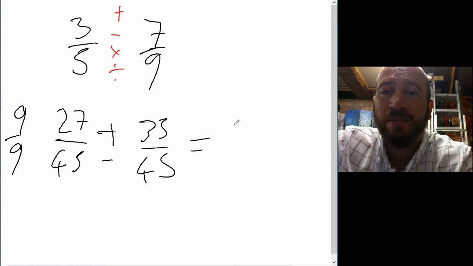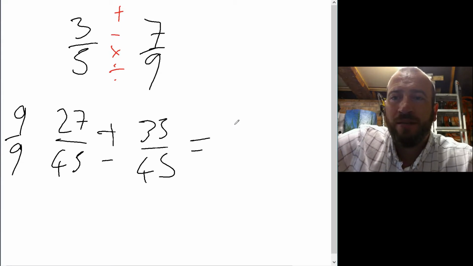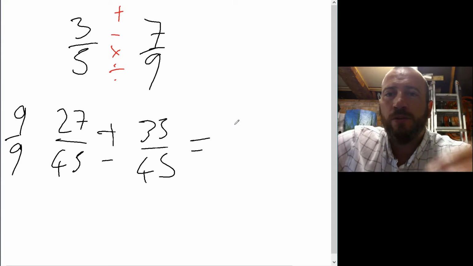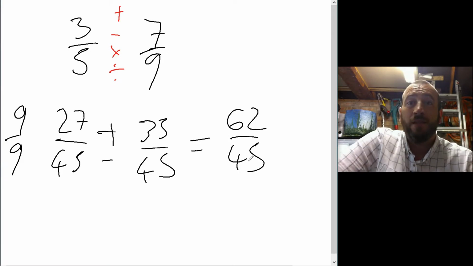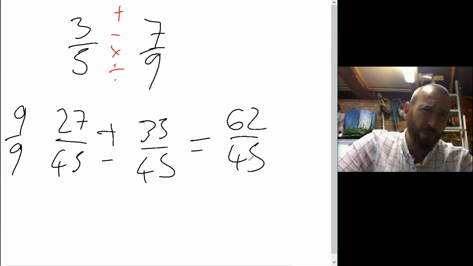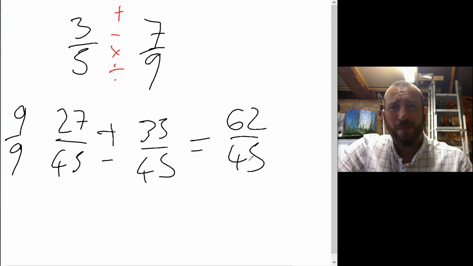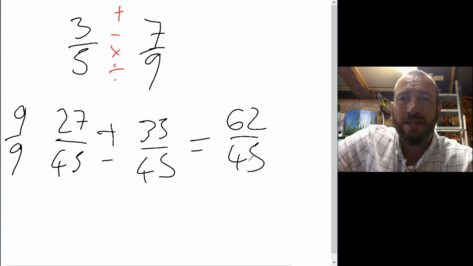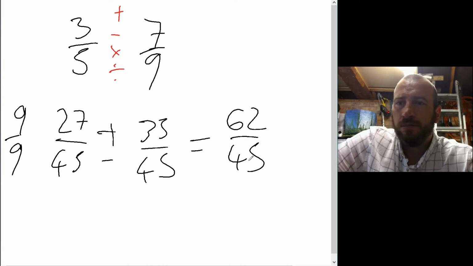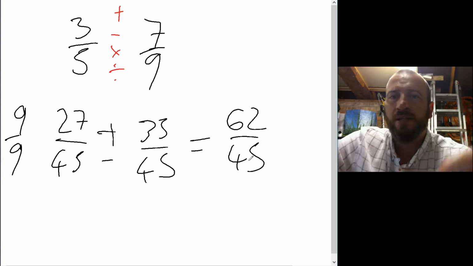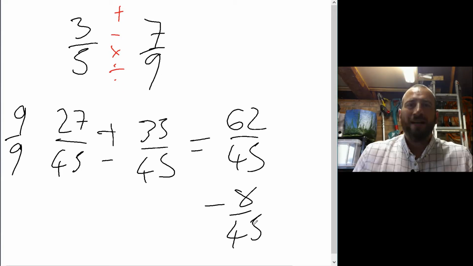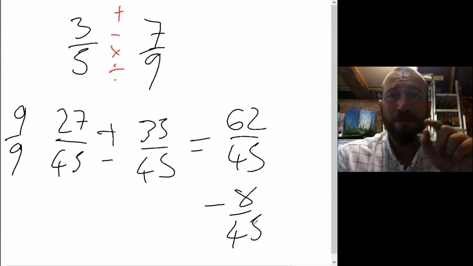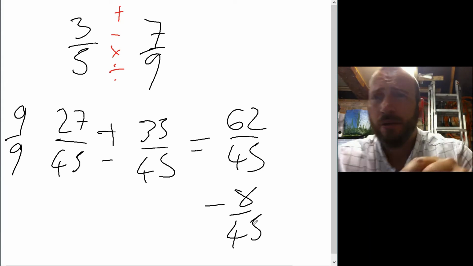So if we add, first of all, 27 plus 35 is 62 over 45. Easy. Now, that's an uncomfortable fraction. We could simplify that, but we don't need to right now. It's more important that you get that bit right. Now for subtracting, 27 minus 35. Give me a second. Negative 8 over 45. There you go, adding, subtracting fractions. It's easy. Please get your head around that. You need to.